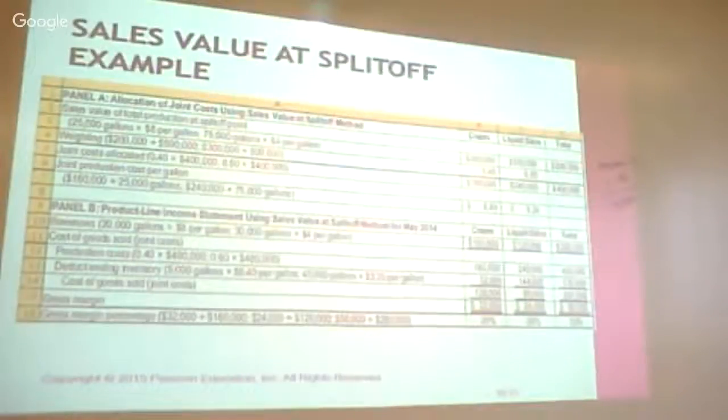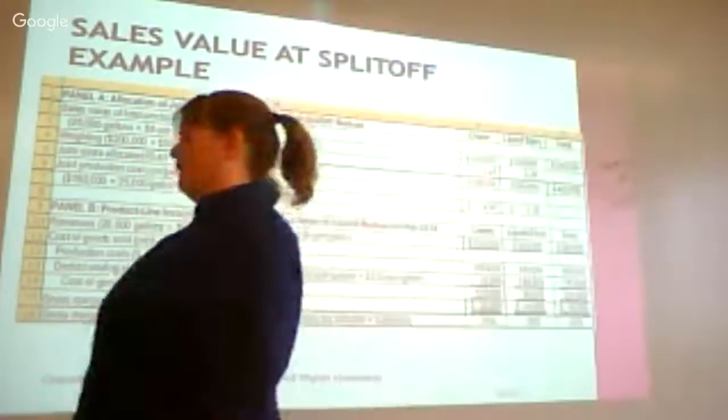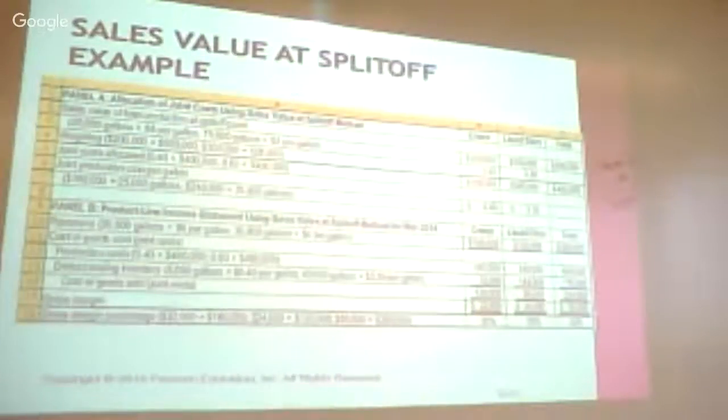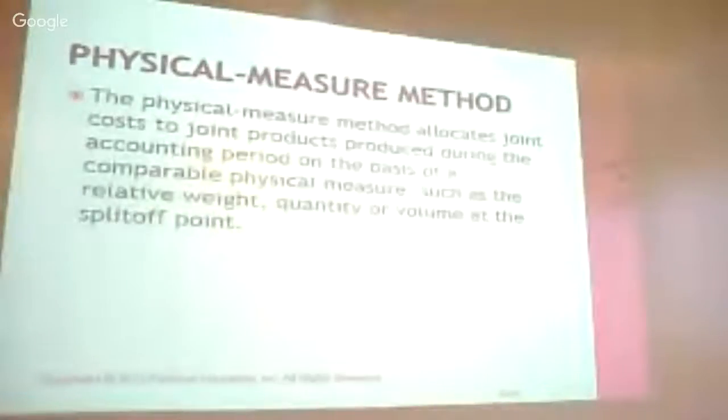Okay. All right, so any questions on that? So basically what we're doing is we're allocating the joint costs that we have based on the sales value of the products themselves. All right. So now we have the physical measure method.